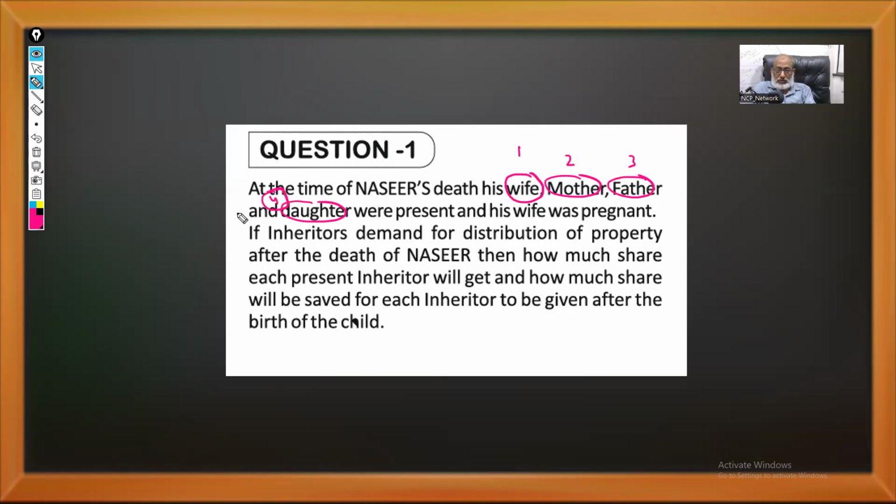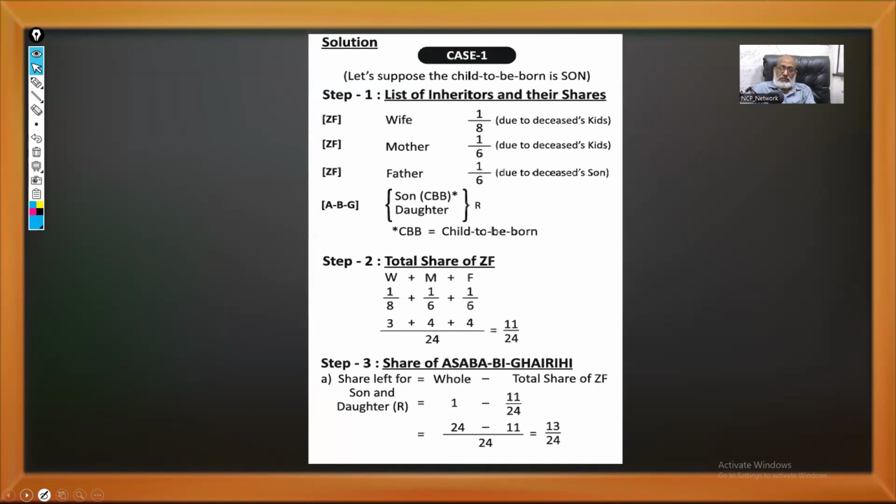Four heirs of the deceased person were there, but his wife was pregnant. So, at the time of Nasir's death, the wife was pregnant. So the newborn child can be a son or a daughter. The question says distribute the inheritance among the present inheritors and how much share will be saved for each inheritor. So, to solve this question, we will consider two options.